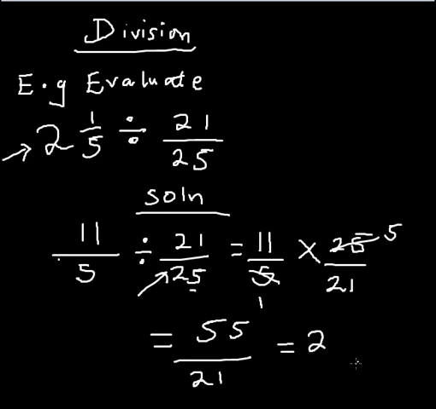So what's the remainder? The remainder is going to be from 42 to 55, the difference between 55 minus 42. That's basically 5 minus 2 is 3, 13. So 2 whole number 13 all over 21. So that is how we work on division.